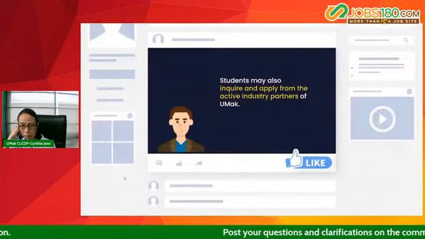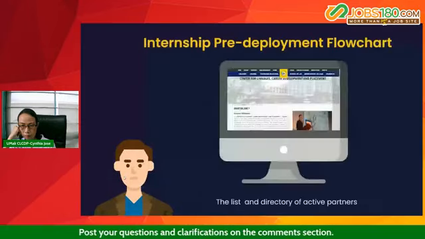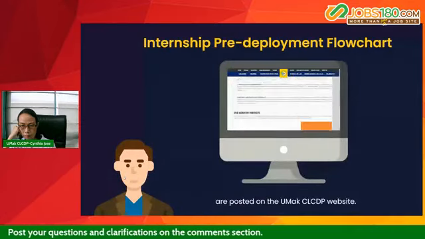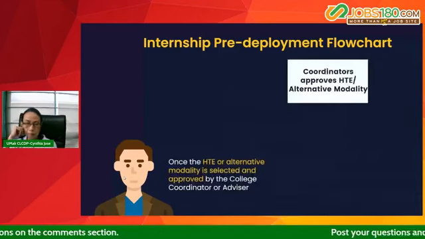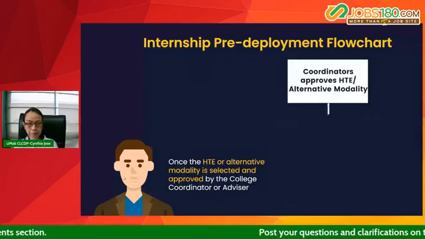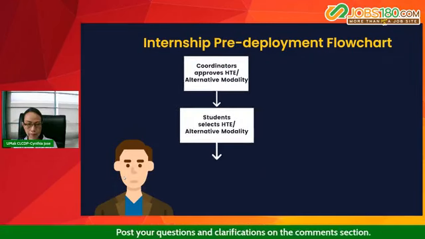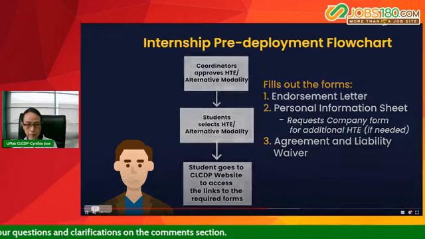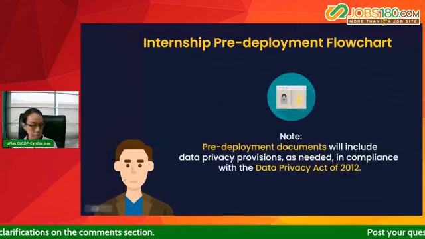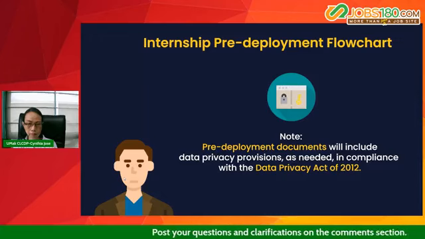Students may also inquire and apply from the active industry partners of UMak. The list and directory of active partners are posted on the UMak CLCDP website. Once the HTE or alternative modality is selected and approved by the college coordinator or advisor, the student goes to the CLCDP website to access the links and fill out the following documents. Note that pre-deployment documents will include data privacy provisions, as needed, in compliance with the Data Privacy Act of 2012.